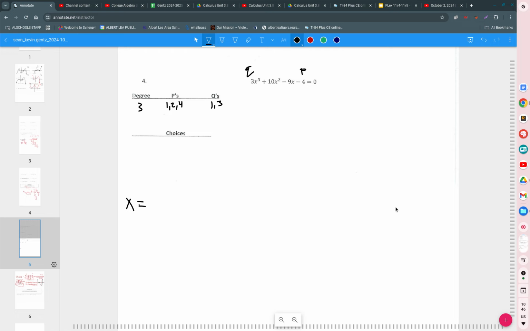So your choices are going to be all of these divided by all of those. So I do 1 divided by 1, which is 1. And then I do 1 divided by 3, which is 1/3. I do 2 divided by 1, which is 2. And 2 divided by 3, which is 2/3. 4 divided by 1, which is 4. And 4 divided by 3, which is 4/3.